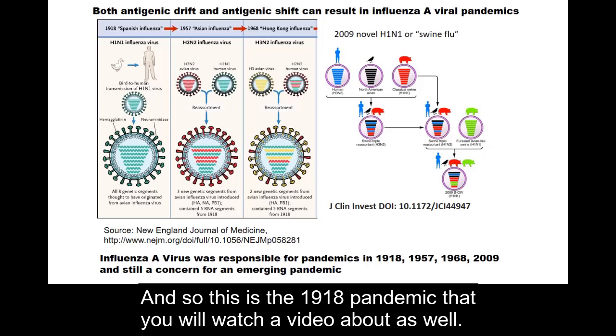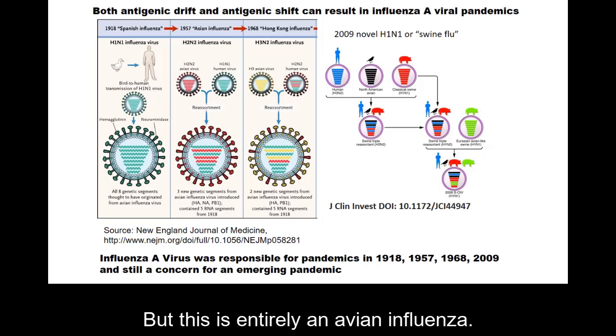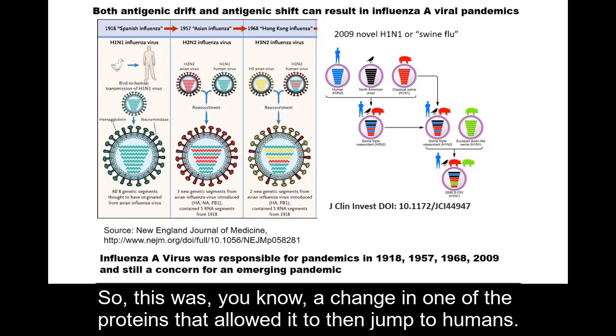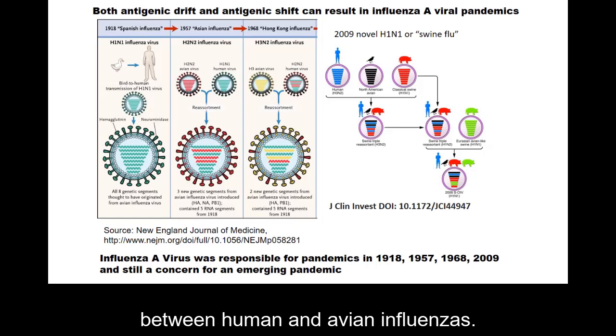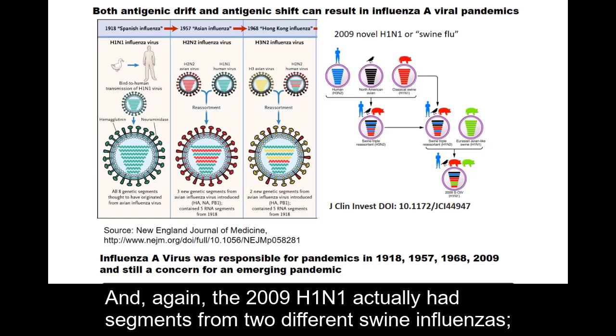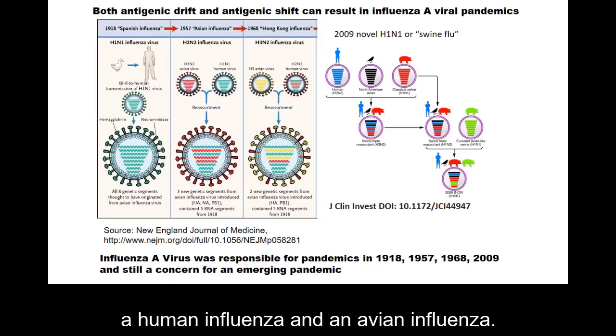And so this is the 1918 pandemic that you'll watch a video about as well. But this is entirely an avian influenza. So this was a change in one of the proteins that allowed it to then jump to humans. And the other two pandemics in 57 and 68 were reassortment events between human and avian influenzas. And again, the 2009 H1N1 actually had segments from two different swine influenzas, a human influenza and an avian influenza.